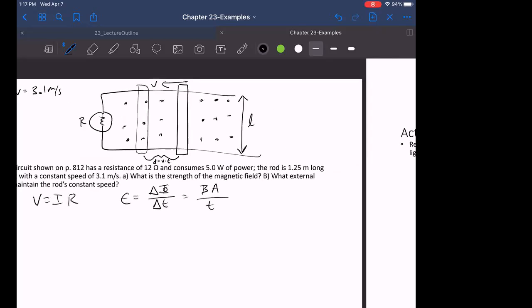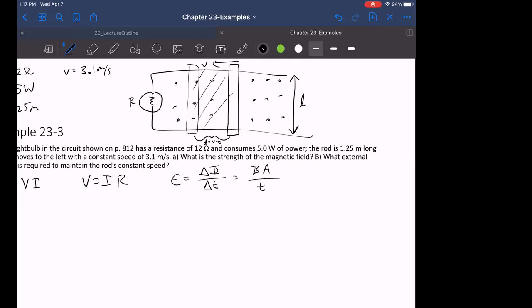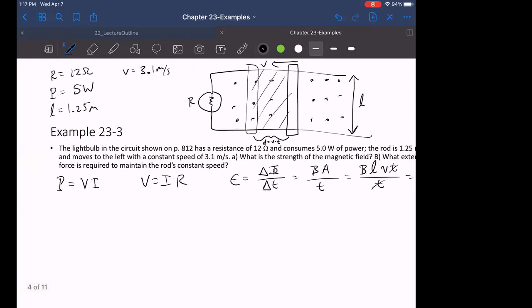So then we know that the actual area here is just BL VT over T, and the T's will cancel. So we're left with B times L times V, and that tells us our EMF, which is our voltage. Now, we don't have current, so we don't want current in our power equation. So I'm going to use V equals IR to eliminate current. So this is I equals V over R. So P is going to equal V squared over R.